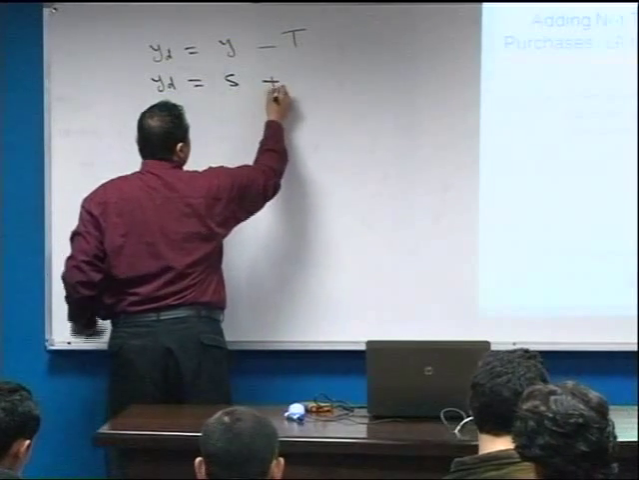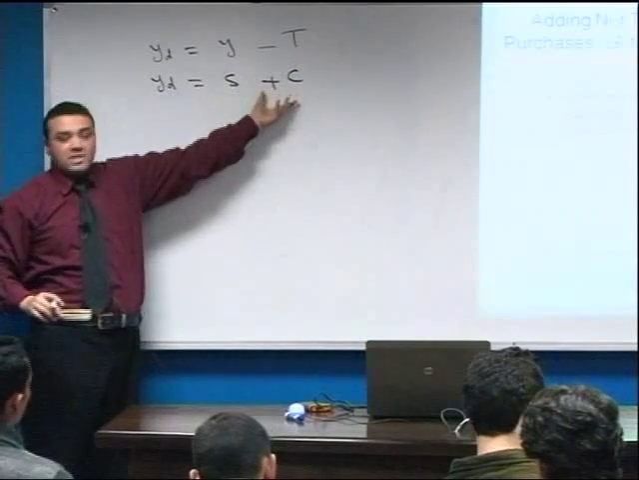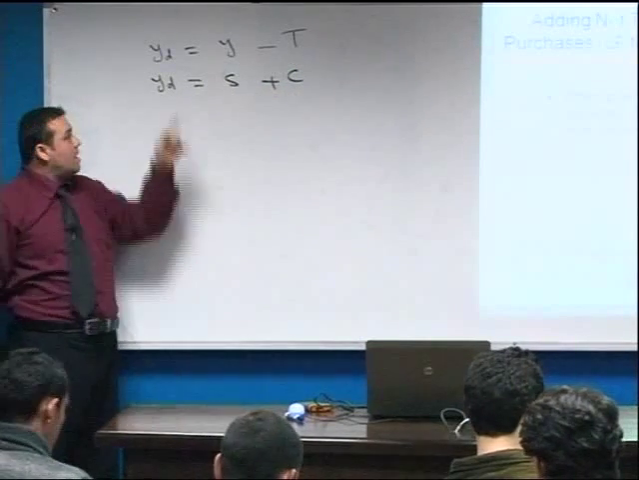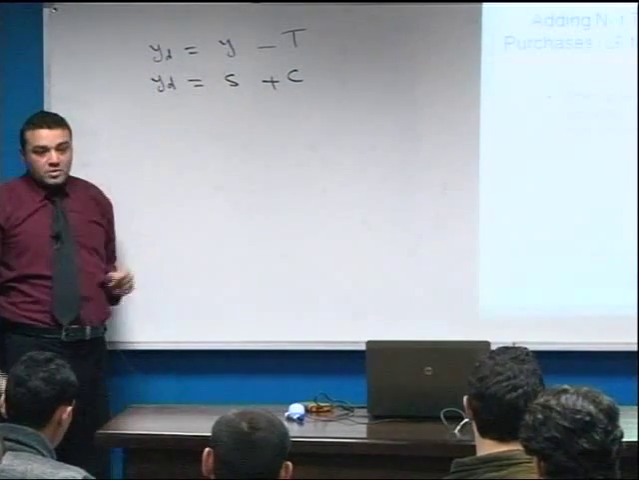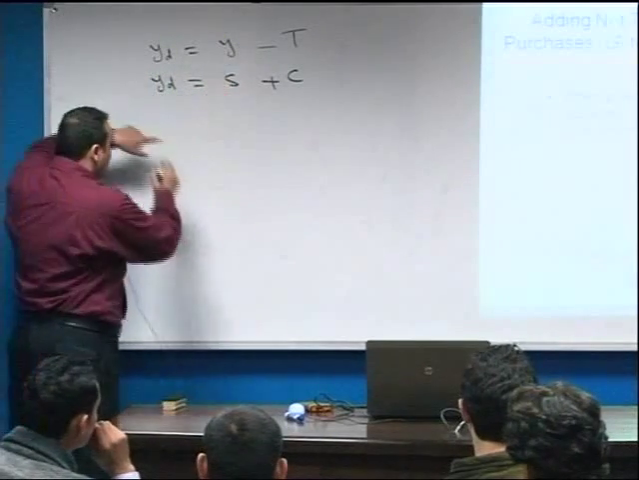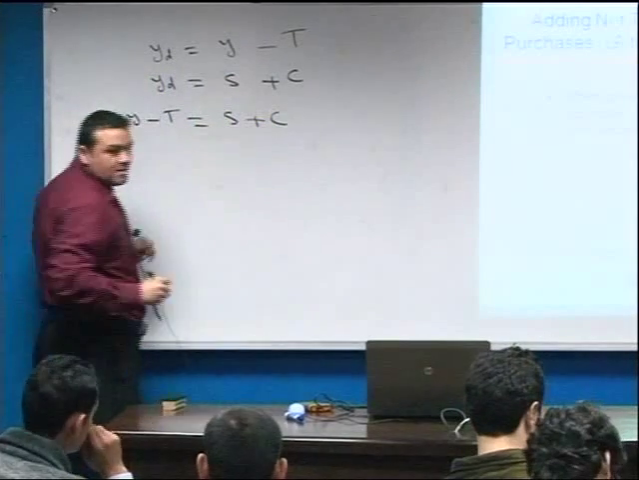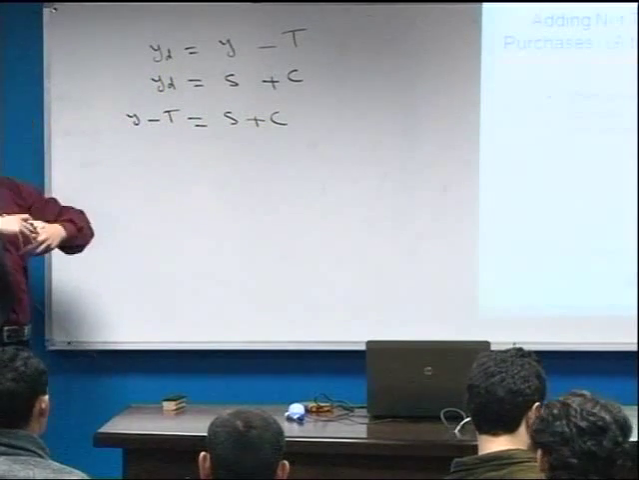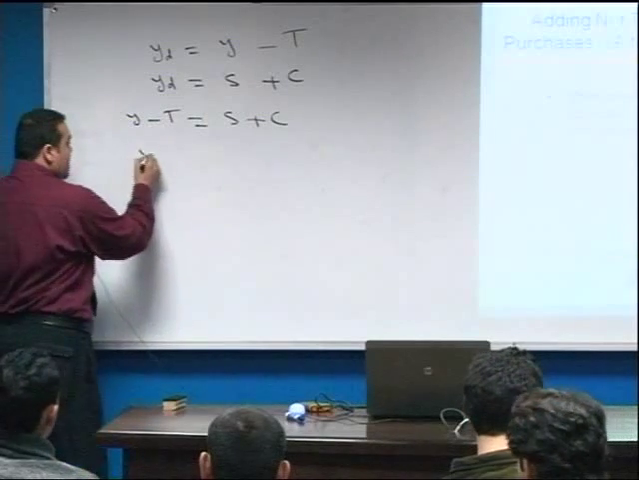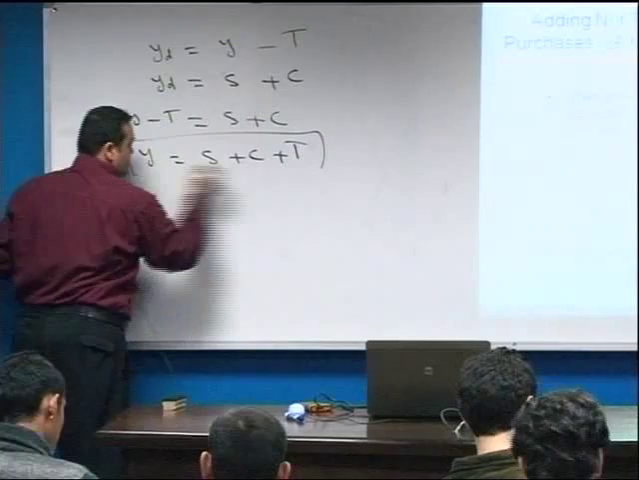So after the deduction of the taxes, YD, the disposable income, equals S plus C. Saving plus consumption, or consumption plus saving. Right? If this part equals this part, what do you say? This part must equal this part. So Y minus T equals S plus C. Let's derive Y. So Y in this case equals saving plus C plus T.